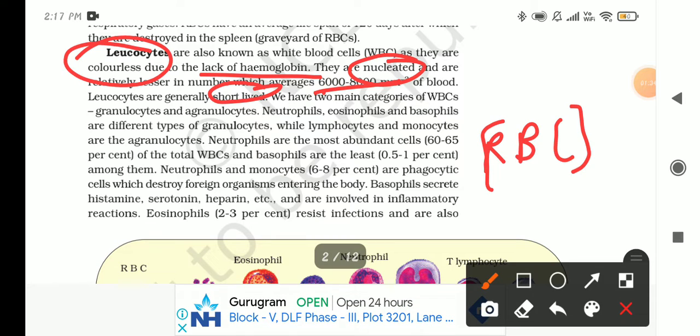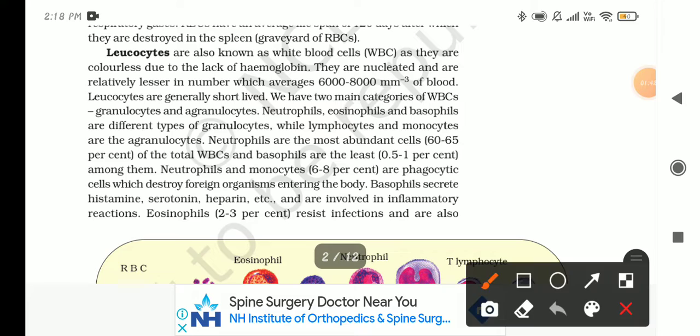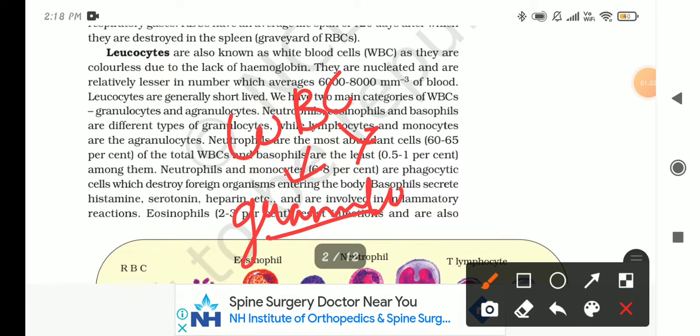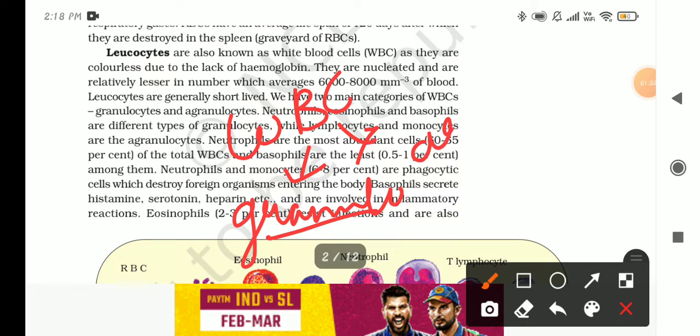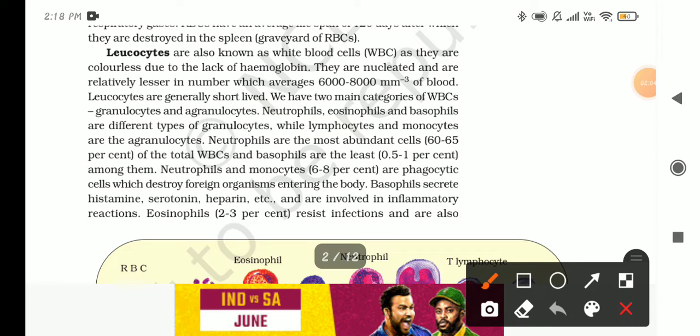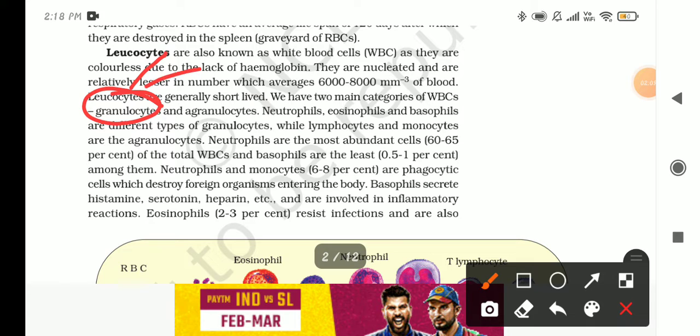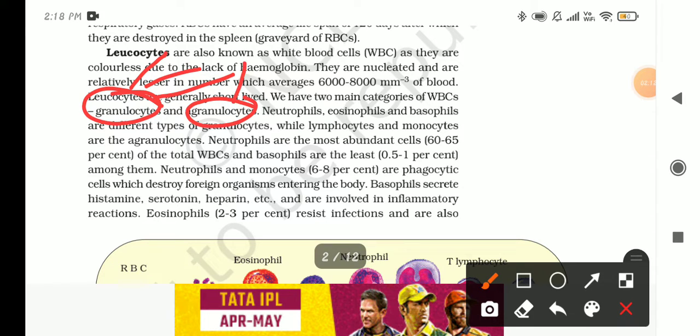Leukocytes are generally short lived, whereas RBCs have an average lifespan of 120 days, and thereafter they get destroyed in the spleen. Remember, leukocytes are of two kinds: granulocytes, which have a grain-like structure, and agranulocytes, which lack that structure. Granulocytes are further divided into three parts, and agranulocytes into two parts.